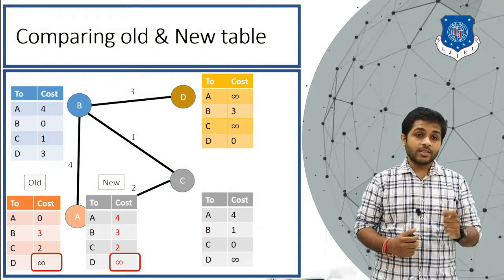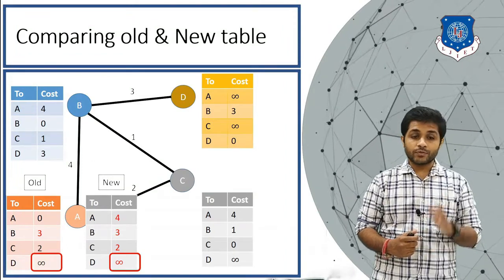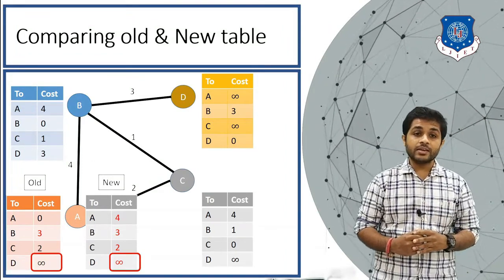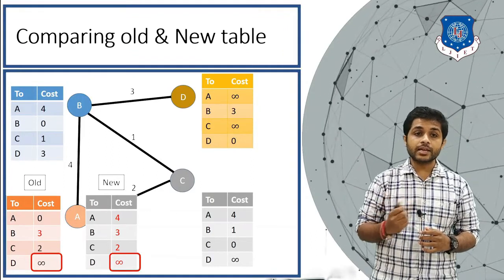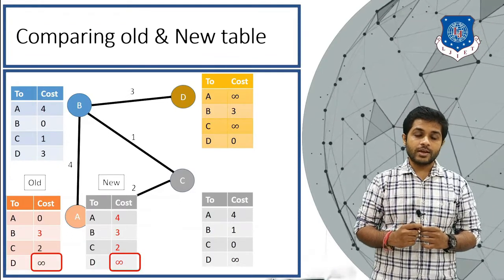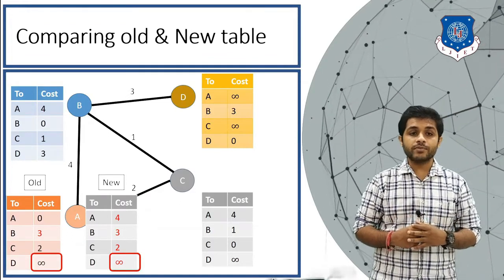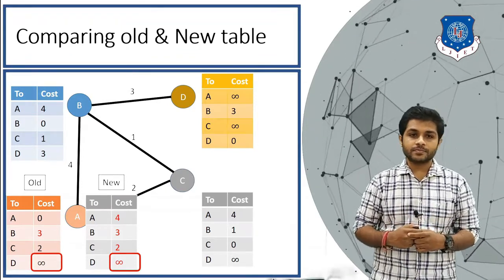So right now, device A still doesn't know how to reach device D, but device A has found the minimum path to reach device B. So from this entry, if device A reaches device B via C, then it can reach it at minimum cost. And what was the previous cost? The previous cost was 4. So after sharing, it has updated its table.